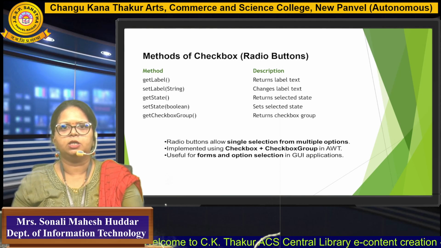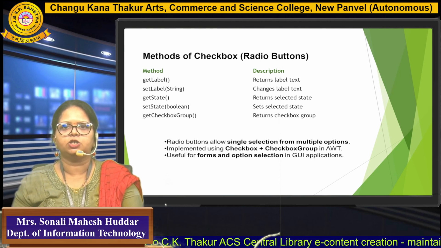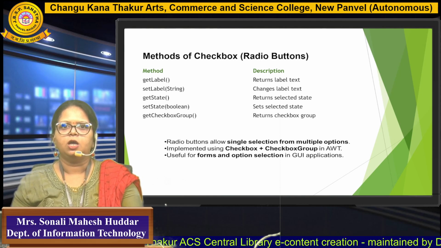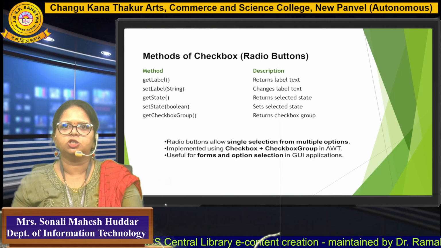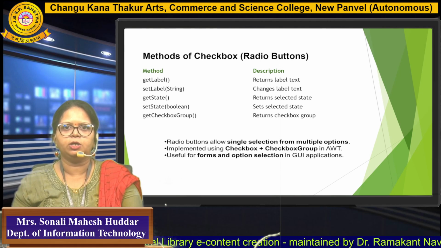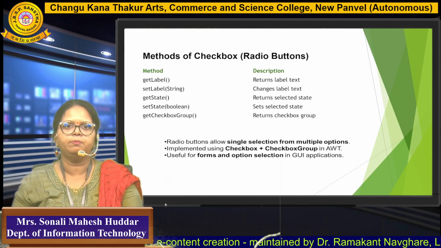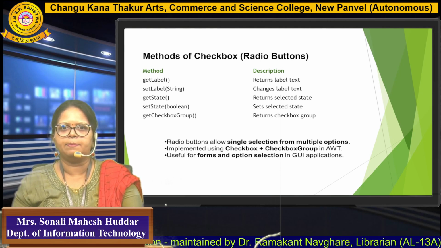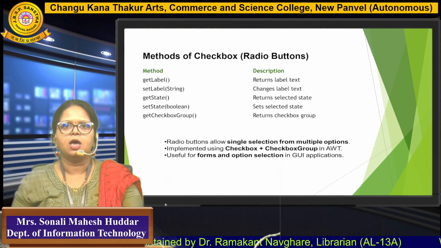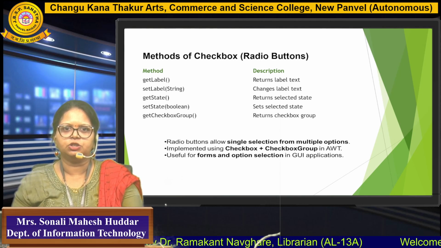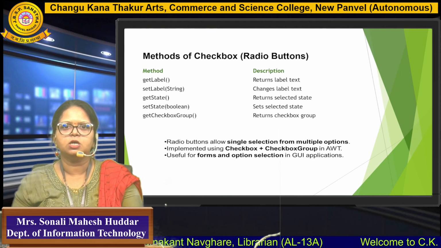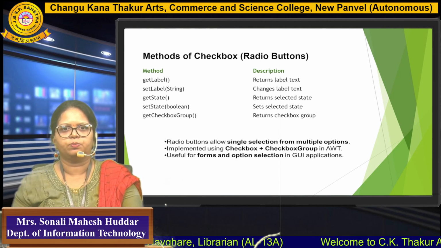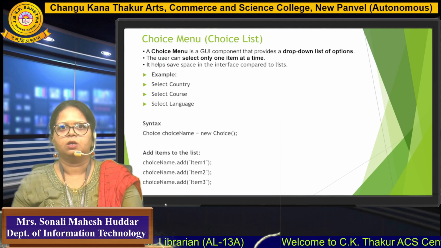So if you are considering radio buttons, they allow single selection from multiple options. It is implemented using Checkbox plus CheckboxGroup in AWT. So these two classes we require. Useful for forms and option selection in your GUI application. So many forms one can have where you are having that selection. So you are just going to use Checkbox and CheckboxGroup in combination.